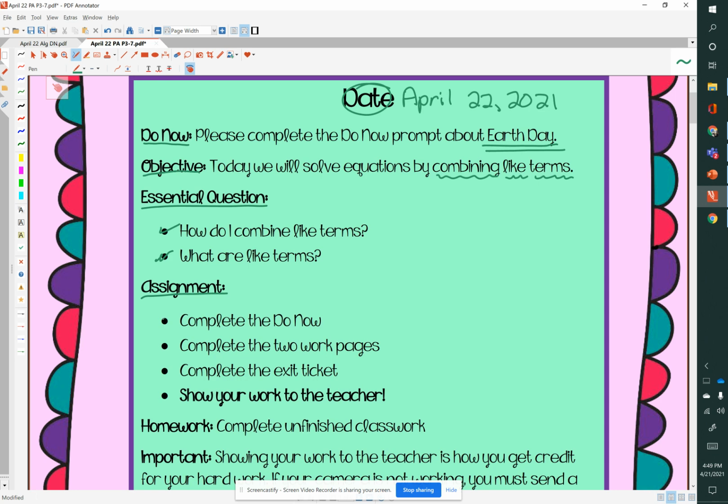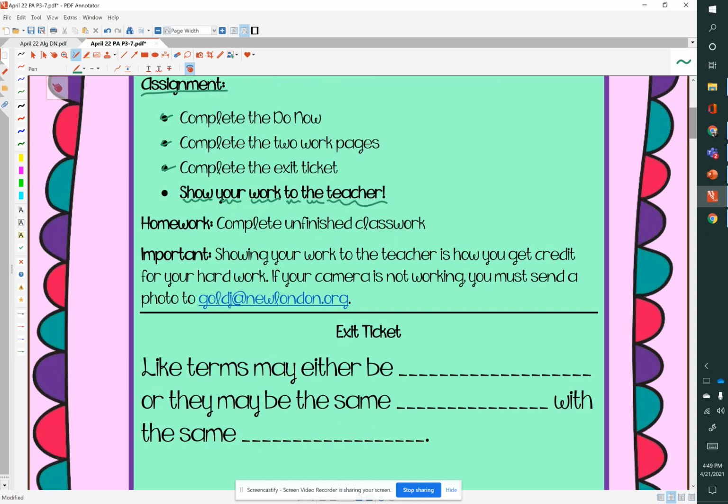Our assignment will be to complete the do now. We have 2 work pages, an exit ticket, and as always, show me your work when you are finished. So if you don't finish, you can finish for homework, but you still need to make sure you show me your work. Important thing to remember is that showing your work to the teacher is how you get credit for your hard work. Okay, if your camera's not working though, you can send an email to this address. That's my email address right there.